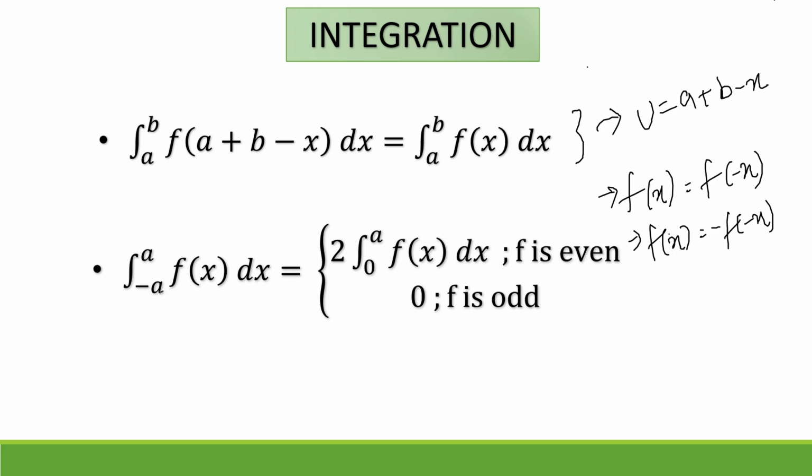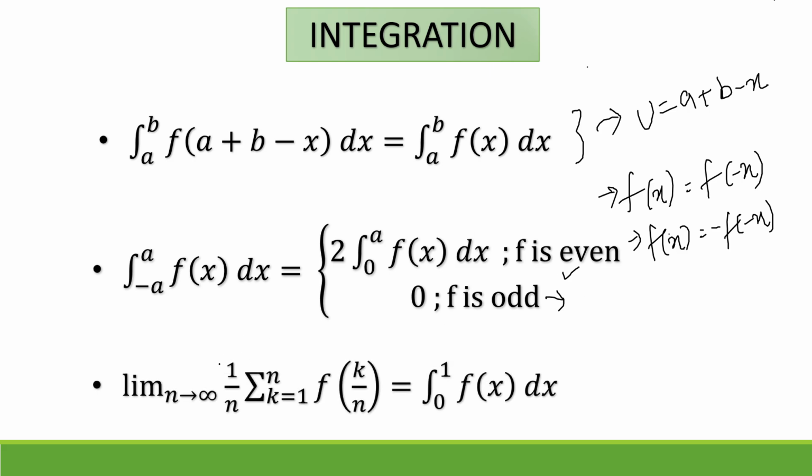So if you have an integral from -a to a of this kind, then the integral from -a to a of f(x) dx simply becomes 2 times the integral from 0 to a of f(x) dx if f is even, and it becomes 0 if f is odd. This is a pretty quick exercise. I would suggest you to just do it mentally. Why is it 0?